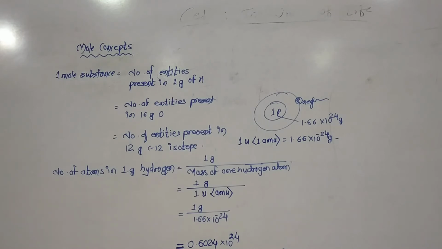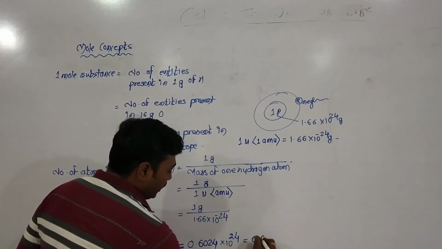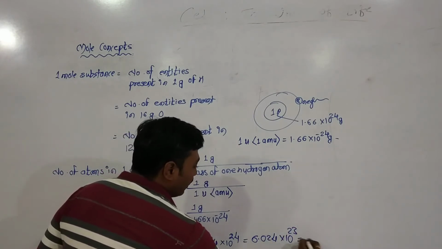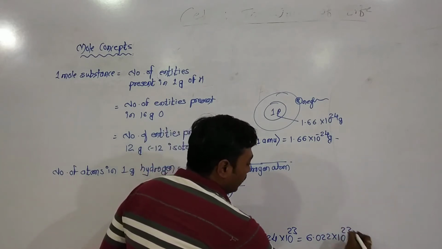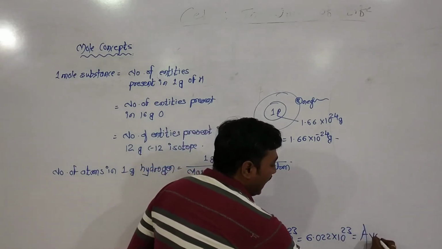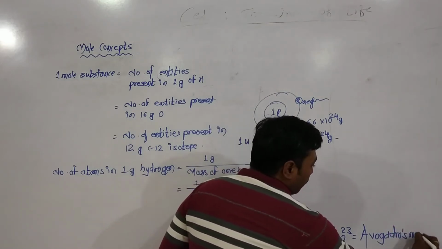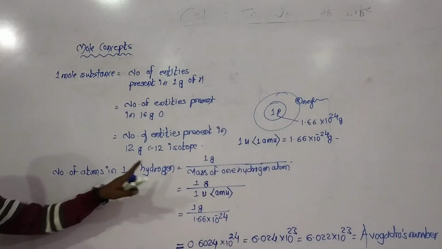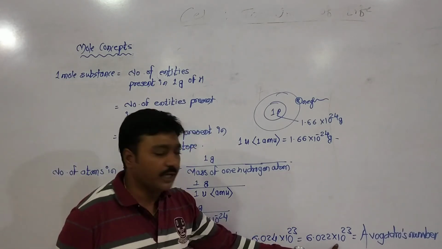Okay. This is 6.024 into 10 to the power 23, and the exact value is 6.022 into 10 to the power 23. This value is called Avogadro's number. Okay. So the number of atoms present in 1 gram of hydrogen is equal to 6.022 into 10 to the power 23.